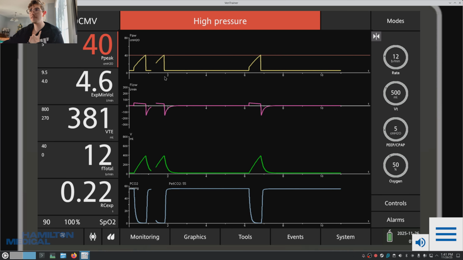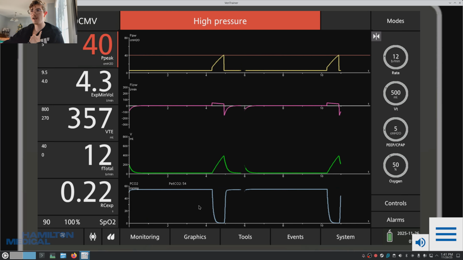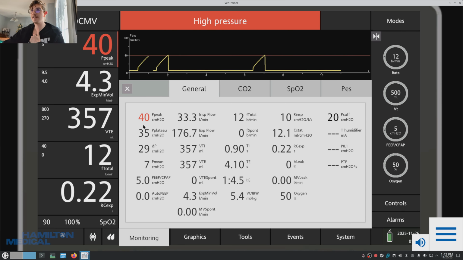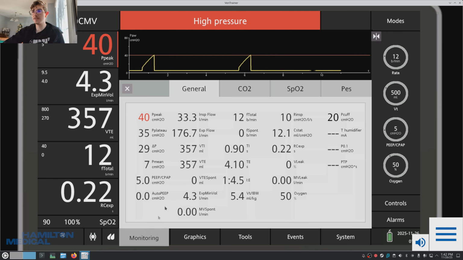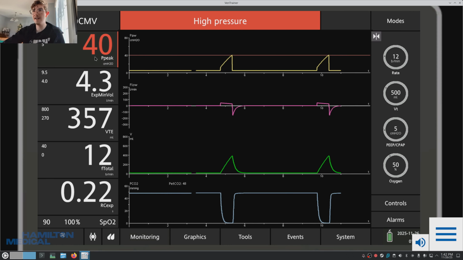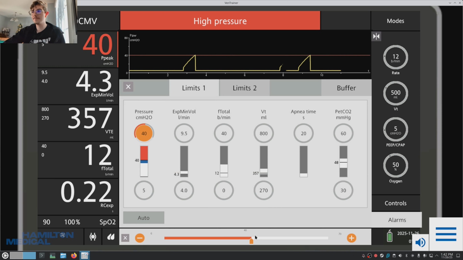Oh, we're hitting the peak pressure. We're hitting the peak pressure alarm. We're not getting our volumes. Now, here is the difference. Our plateau is now 35 and our driving pressure is 29. Ooh. So actually, pretty much on the exact same settings, we are at higher driving pressure. But the only thing that changes that is this.